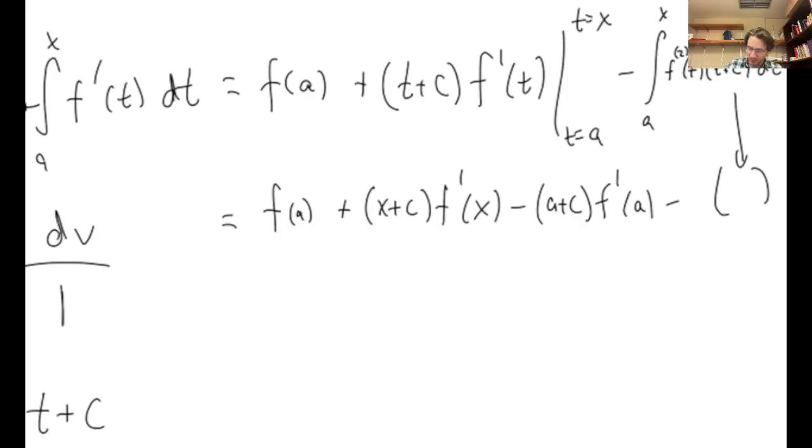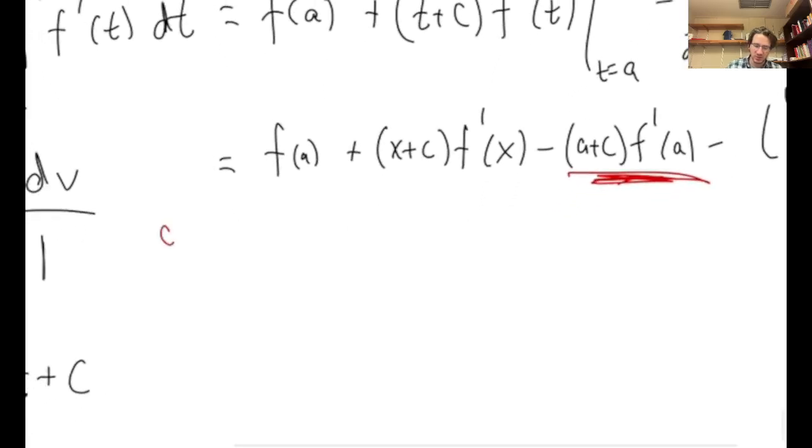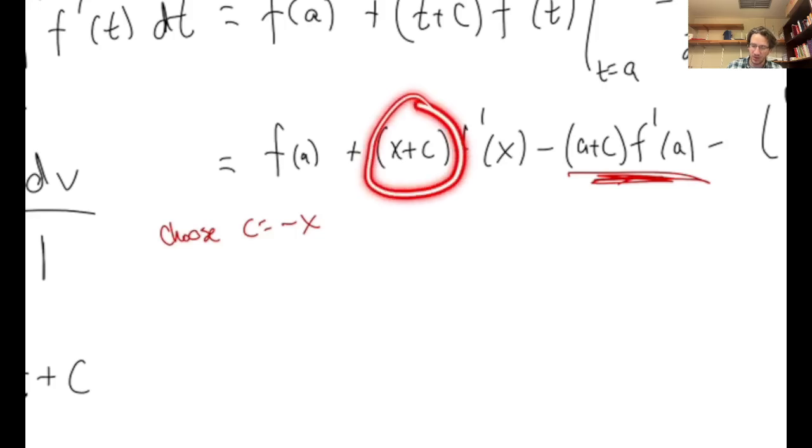So notice this part looks like the Taylor polynomial going on. This part doesn't because I've got an f prime of x and not an f prime of a. Okay, so I want to keep this part around, and I kind of want to get rid of this part. So I'm going to choose c equals negative x to get rid of this part right here. If c is negative x, then that's 0. And let's see what we get.